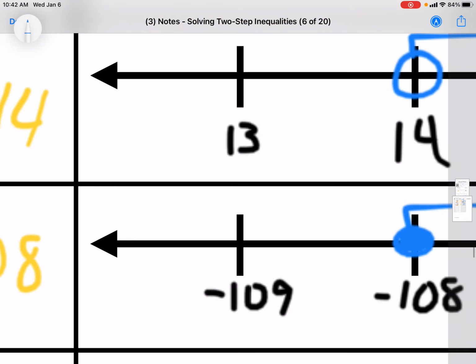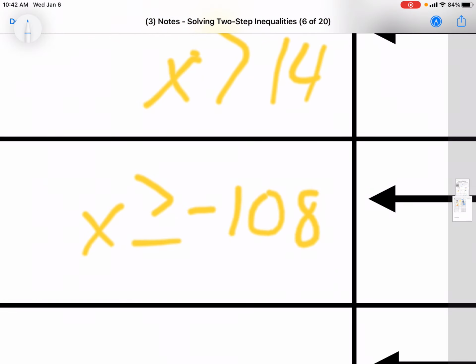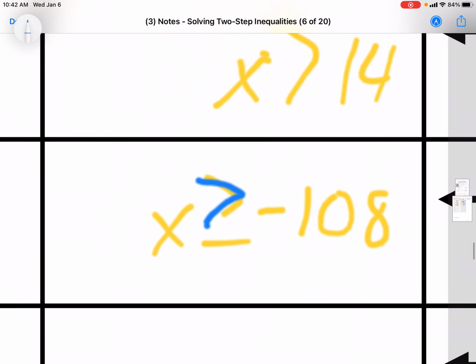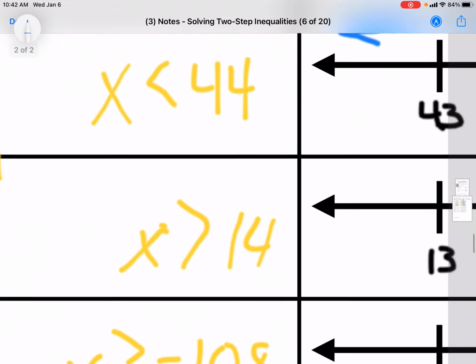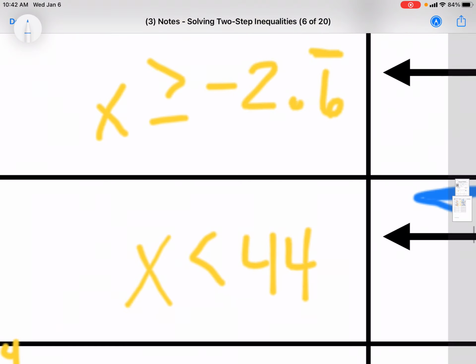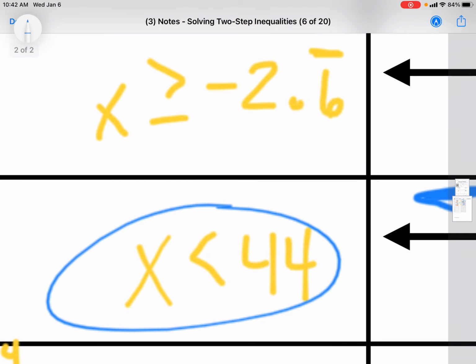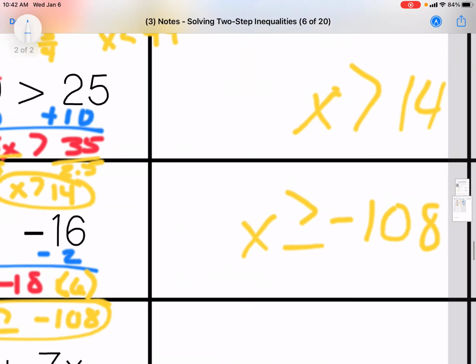Again, if you don't remember greater than, less than, if the alligator eats it, then it is greater than, so the alligator is eating the x, so the x is greater, okay? If it was pointing away like that, then it is less than. That would be less than, okay?